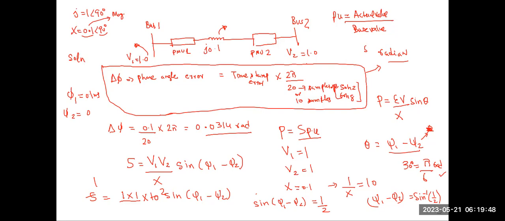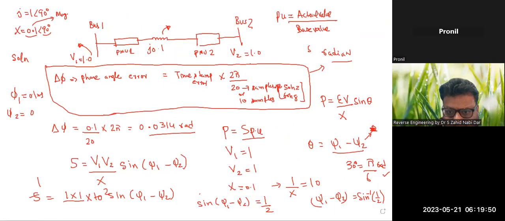So one second. Sine phi one minus phi two is equal to one by two. The sine inverse of one by two. So phi one minus phi two is 30. Did you get this? Yes, sir, I got it.